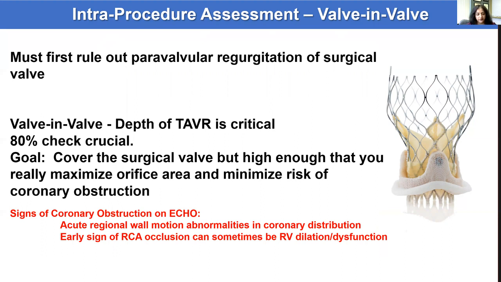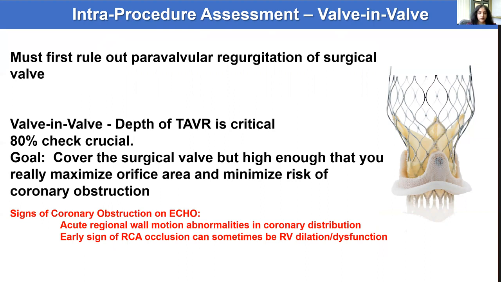A lot of this planning for coronary obstruction is done on CT ahead of time. Just a reminder in the cath lab that the signs of coronary obstruction on echo are acute regional wall motion abnormalities in a coronary distribution after deployment. An early sign of RCA occlusion can sometimes be RV dilation or dysfunction.